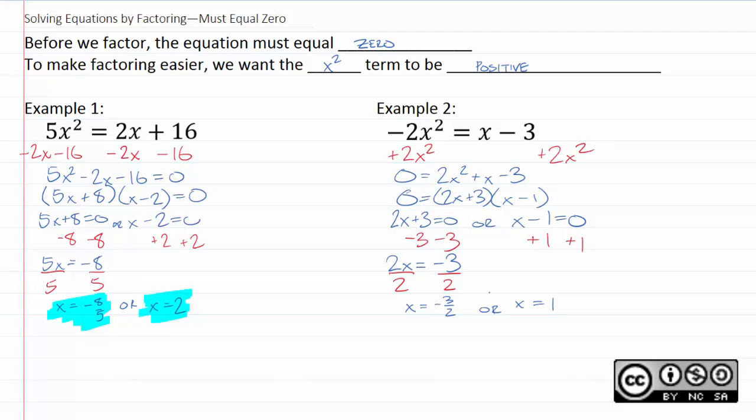So again, we found both of our possible answers. Just remember, you need to get 0 on one side before you can do any factoring. And once you do get 0, then all you have to do is factor, set each factor equal to 0, and solve.